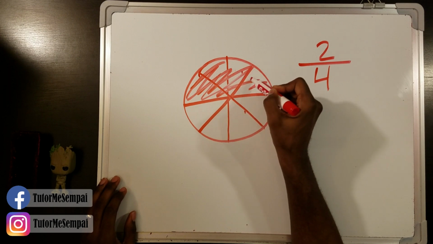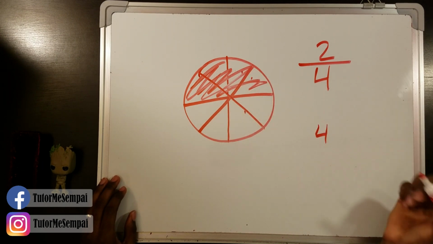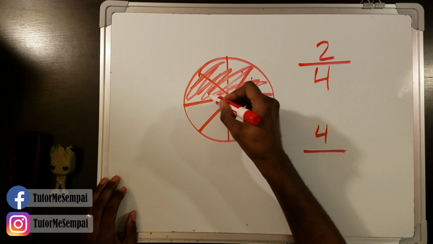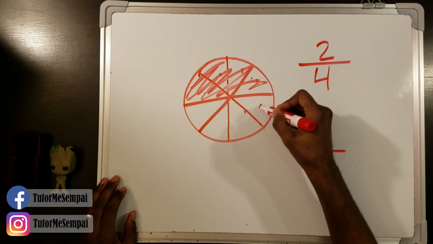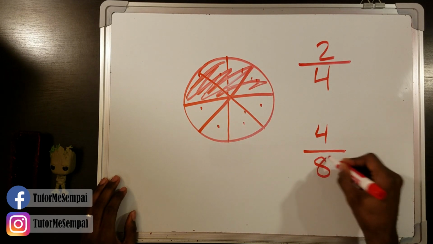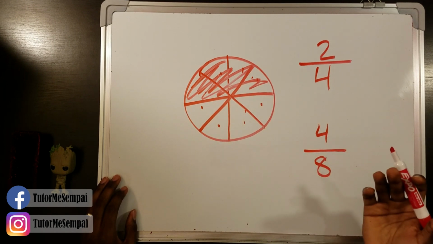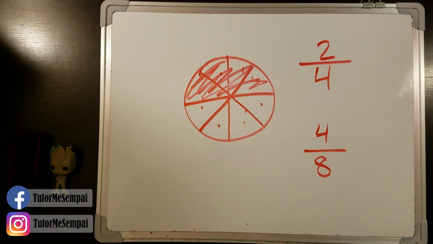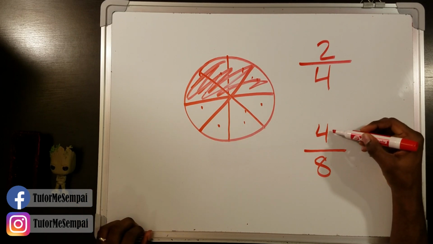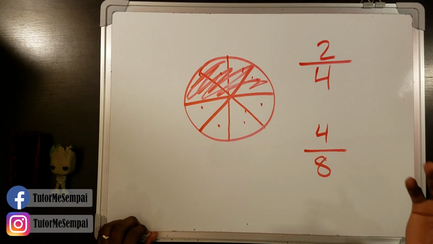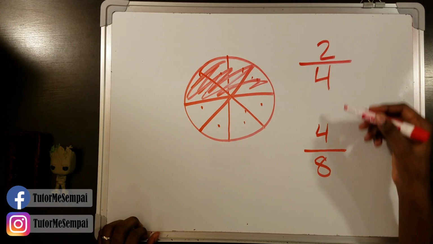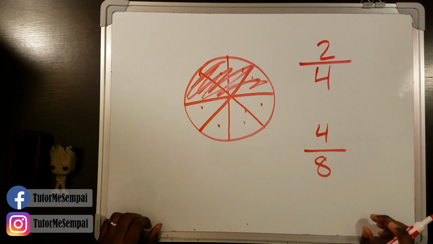1, 2, 3, 4, right? And how many total slices do we have? 1, 2, 3, 4, 5, 6, 7, 8. Well, I ate the same amount, but my slices were a little bit smaller. So I didn't eat more pizza, even though it says I ate 4 slices here. The total amount was the same, but because the slices were different, the fraction looks a little different.